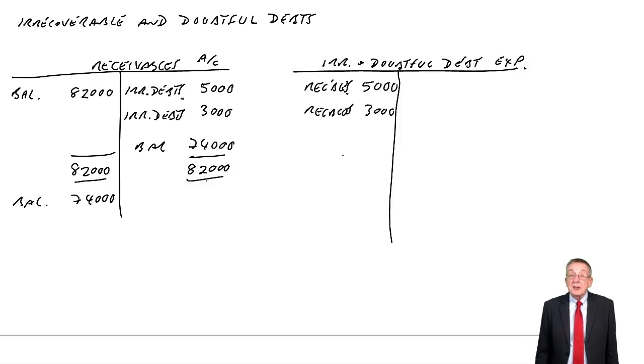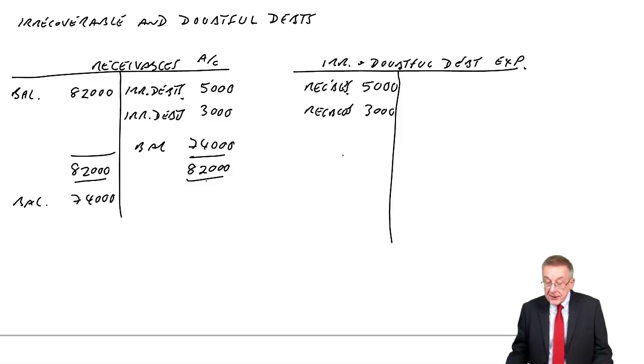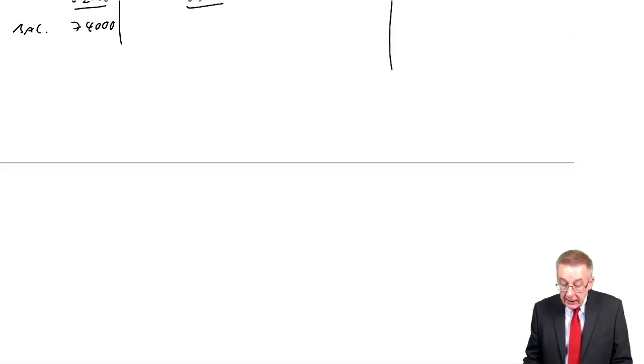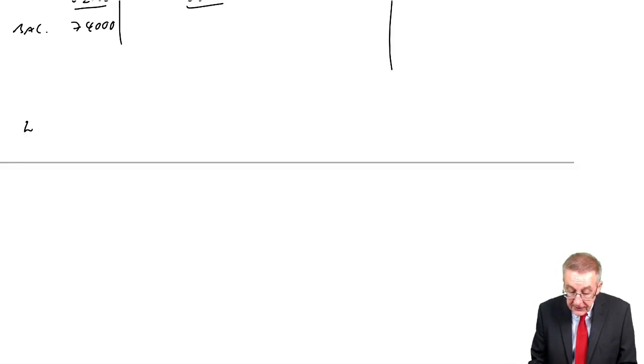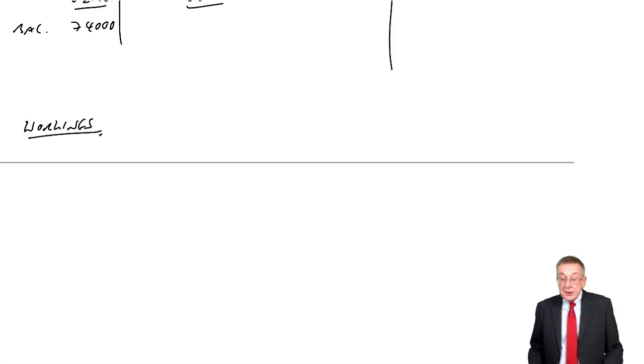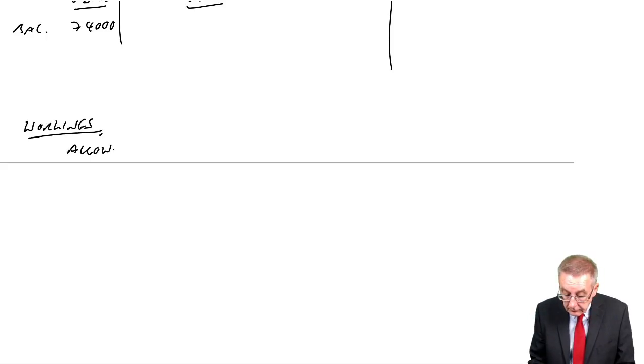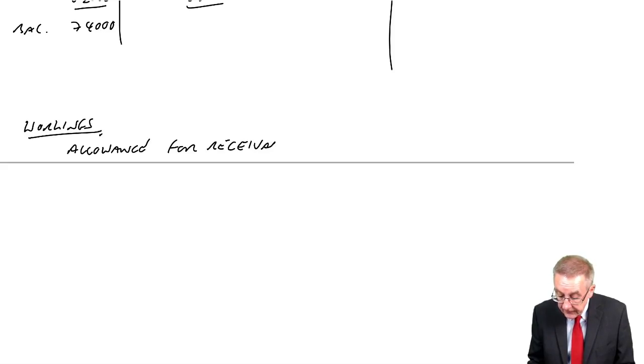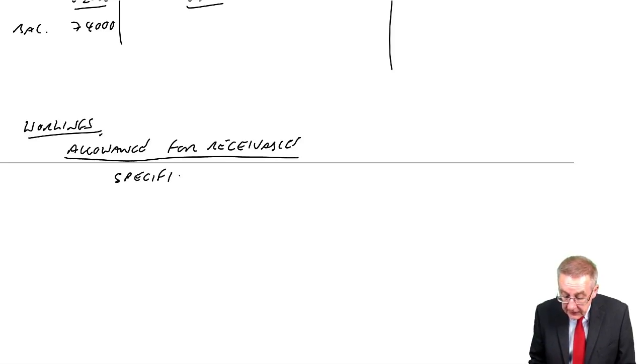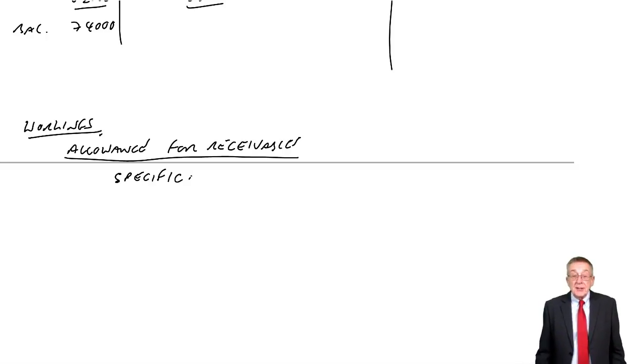But our next job is to look to see, have we any doubtful debts? Do we need an allowance for receivables? And here, first of all, we need to do some workings. We always need a little bit of workings for this. To calculate the allowance that's needed, we look for two things. First of all, do we need any specific allowance? Remember, specific allowances are for individual debts that we know are a problem. So look down the list again.